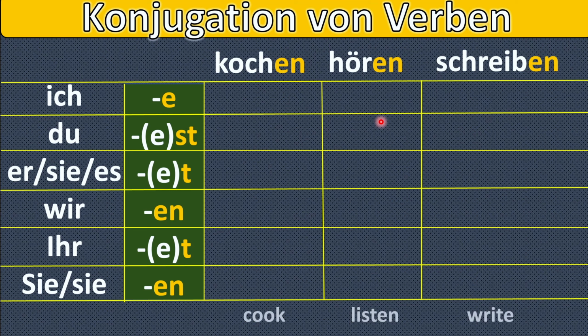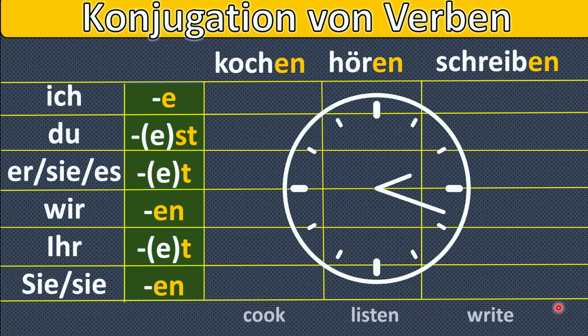Now I'm sure you'd like to practice. Please conjugate these verbs: kochen, cook; hören, listen; schreiben, write. Now let's check it.